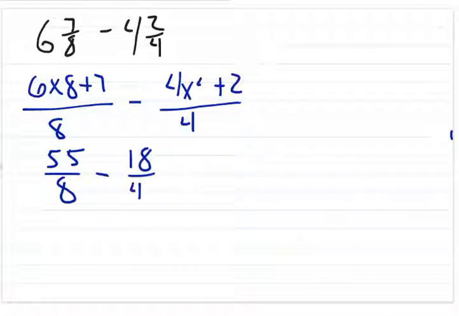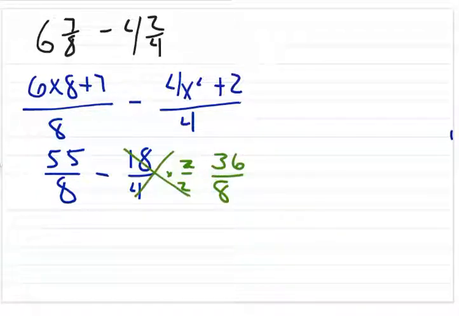Well, now you notice right away that these fractions cannot be subtracted because they do not have a common denominator. The common denominator in this case is going to be 8. So I'm going to multiply 18/4 by 2 over 2 to change this fraction to 36 eighths. So now I can get rid of that, and I'm going to say 55 eighths minus 36 eighths.